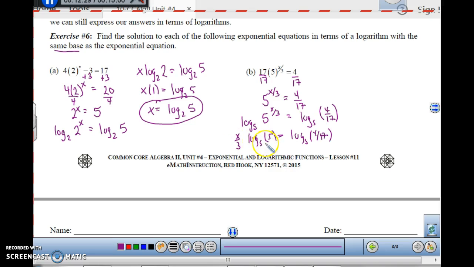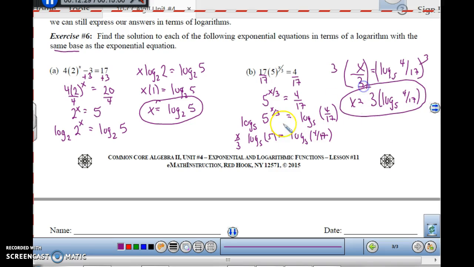And we know log to the base 5 of 5 is equal to 1, so this is going to be x over 3 is equal to log to the base 5 of 4/17. So all we have to do is multiply both sides by 3. And x will equal 3 times log to the base 5 of 4/17. And there we go. So that is solving exponentials using logarithms.